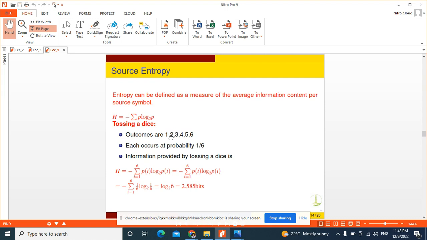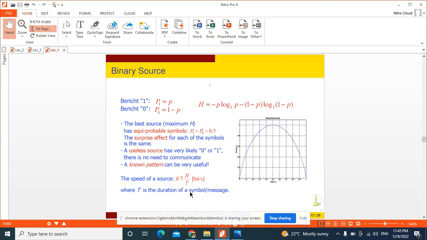The probability of every outcome is equal to 1 by 6, but the outcomes are different, like 1 by 6 log 2 1 by 6, plus 1 by 6 log 2 1 by 6, and so on, because the probability of each event is 1 by 6. So that is why the probability will be 1 by 6, 6 times. So if you are adding them 6 times, the answer will be log 2 of 6, that is equal to 2.58 bits. You can even represent the probability using this formula as well. So using that formula, you can even calculate the speed of a source, that is equal to the entropy divided by the time, where t is the duration of a symbol in a message.